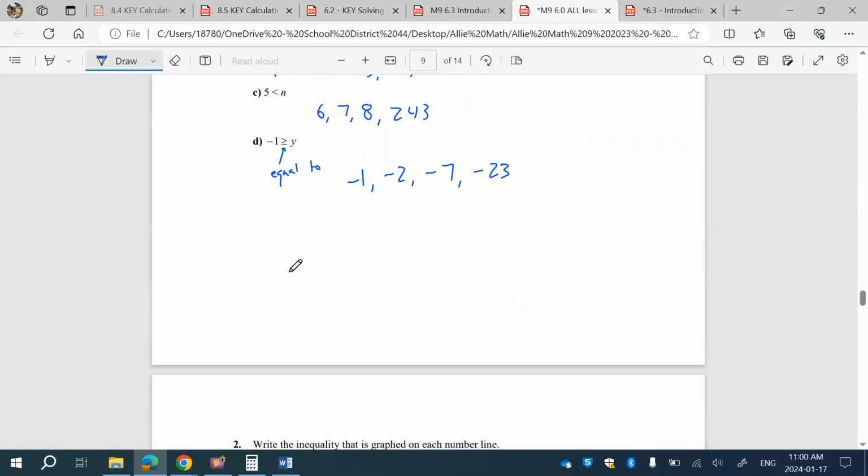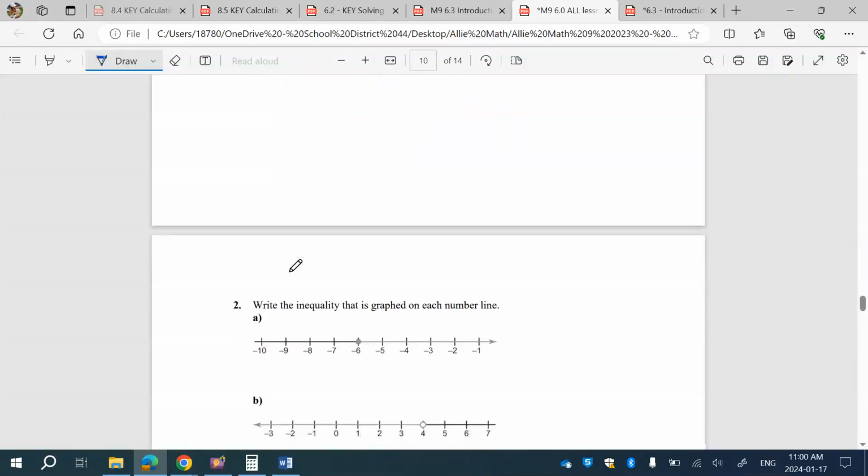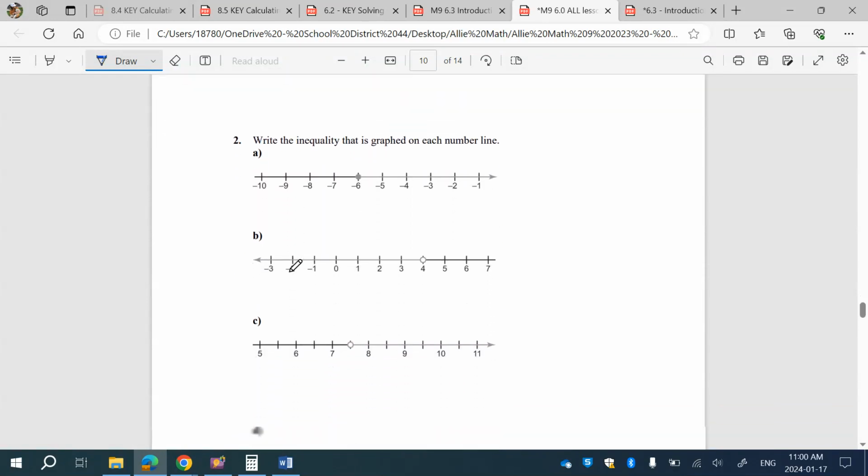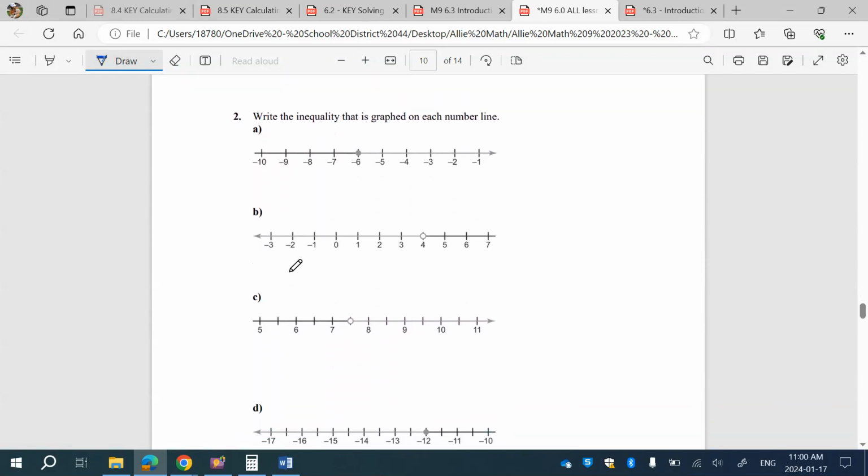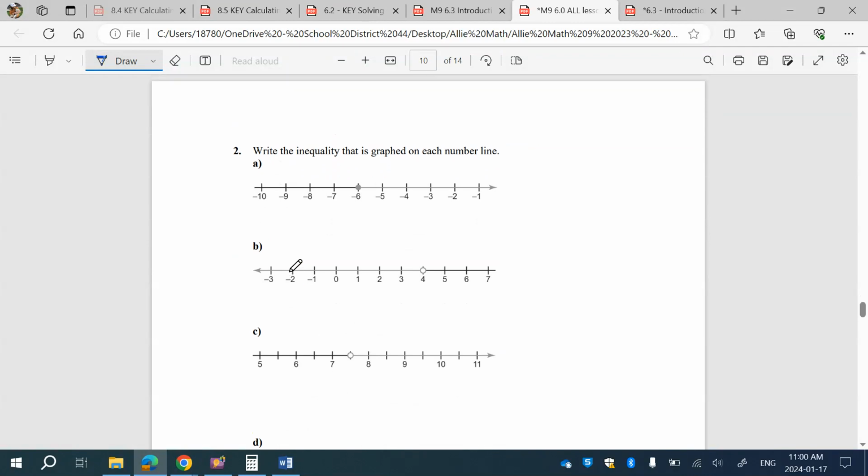Okay, let's do a few more. We're going to be looking at some number lines and writing the inequalities that they would represent. One thing that's really important to remember, and you can maybe write this here, is that a filled in dot is going to be equal to, and a not filled in dot is like not equal to.